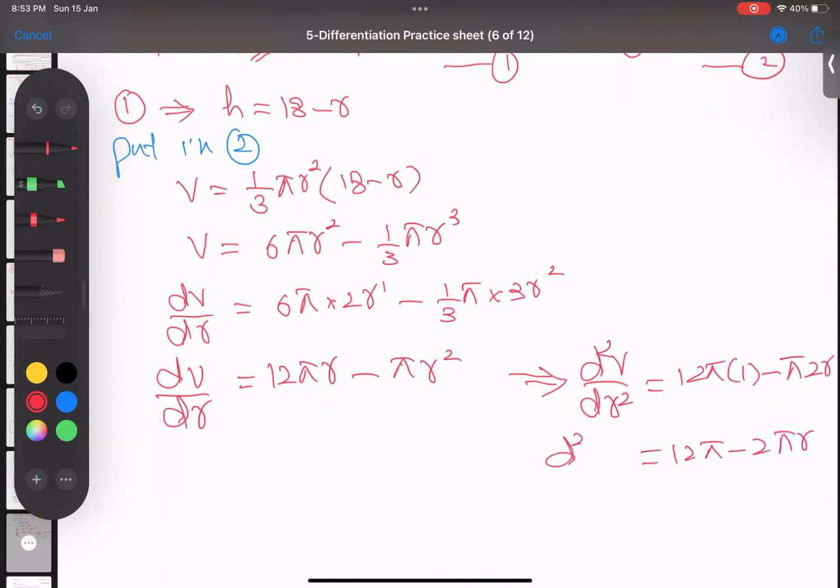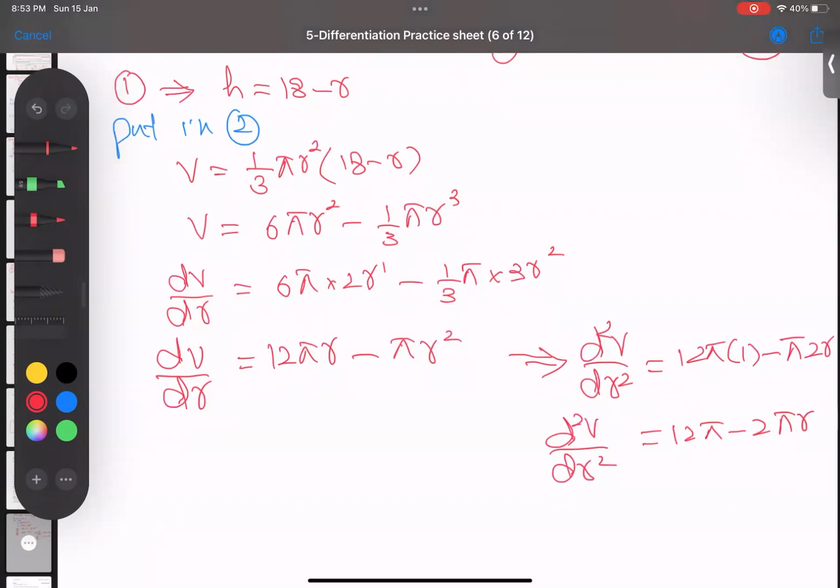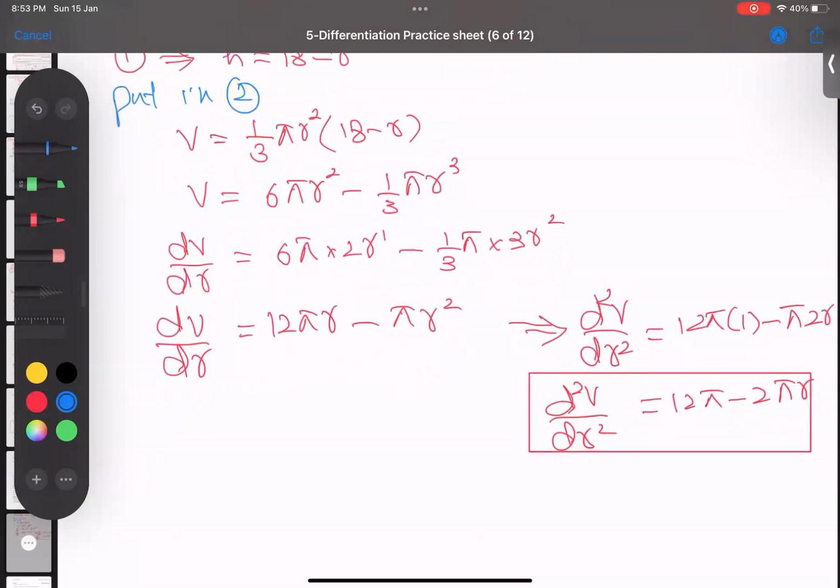I got the second derivative. And what is the plan for it? This second derivative I will use later on for the nature. And now, according to the condition for a stationary point, I will put dV over dR equal to 0.